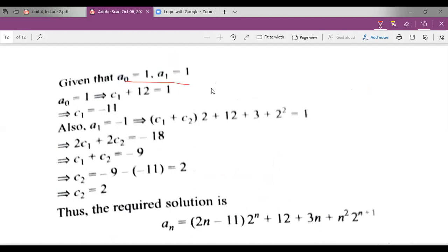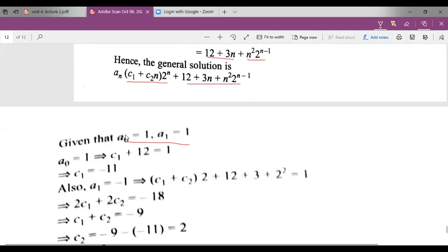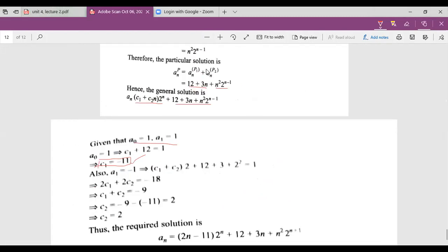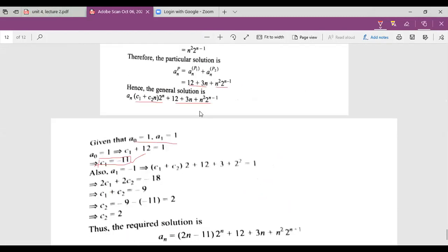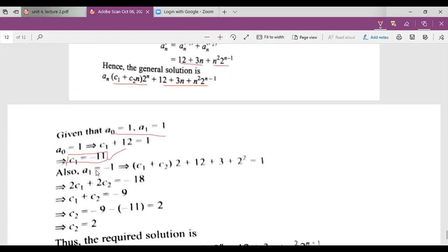Okay. So we put n = 0 in this equation. We get c1 + 12 = 1. From that, c1 = -11. So c1 = -11, and put n = 1, a_1 = 1, and the equation 2c1 + 2c2 = -18. So we substitute the c1 value, we get c2 = 2.